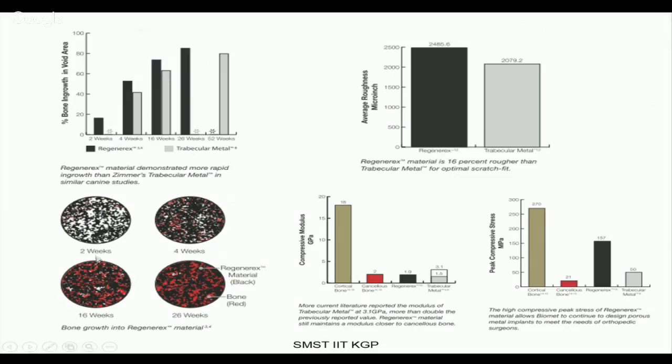And if you look at the microCT studies, as well as EDX studies of the intersection, they have shown how the bone ingrowth occurs into the porous implants. Okay, and you can see here the average roughness is also a factor. If you have higher roughness, you have higher bone on-growth as well as ingrowth.